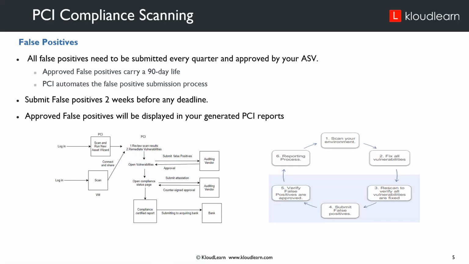PCI compliance scanning. False positives. All false positives need to be submitted every quarter and approved by your ASV. Approved false positives carry a 90-day life. PCI automates the false positive submission process. Submit false positives 2 weeks before any deadline. Approved false positives will be displayed in your generated PCI reports.